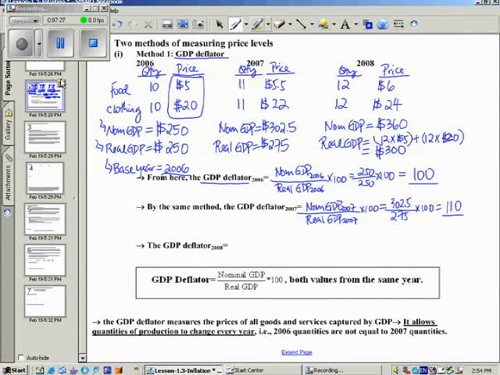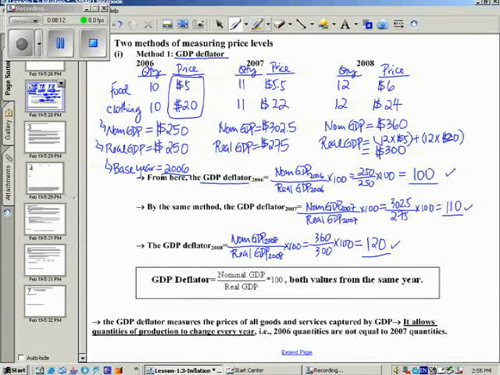Same thing for 2008. Nominal GDP 2008 divided by real GDP 2008 times 100. That would be 360 divided by 300 times 100. That will give us 120. So the GDP deflators for each of the years will be 100 for the year 2006, 110 for the year 2007, 120 for the year 2008.